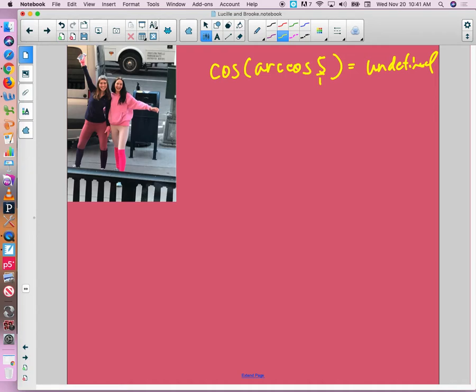No. Cosine is x over r, or adjacent over hypotenuse. Is that possible for it to come out to be something more than 1? No. Are y'all okay with that? If you punch that in your calculator to check it, it would just say undefined, or error, or whatever it says, okay?